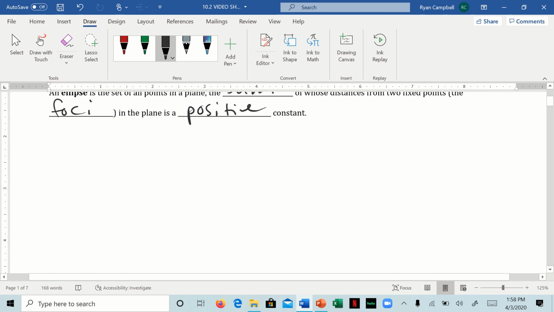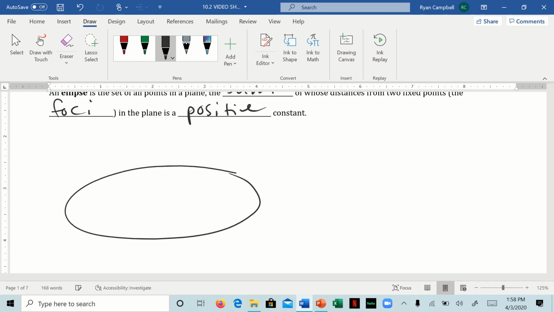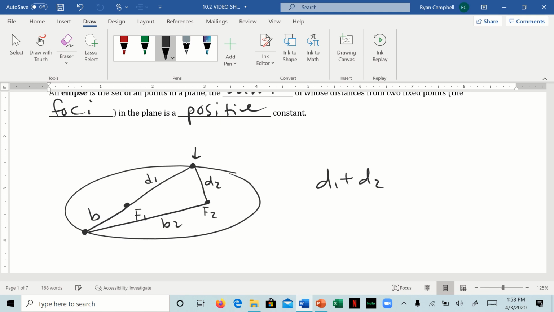If we have an ellipse, we have two foci: focus 1, focus 2. If we look at one point, the distance to both of these foci, when you add them together, should always be the same. So the sum of the distances for the first point should equal the sum of the distances for the second point. All these sums should be the same.